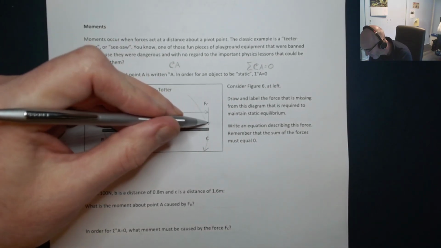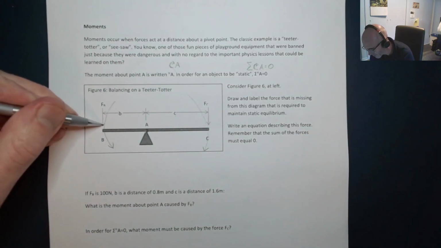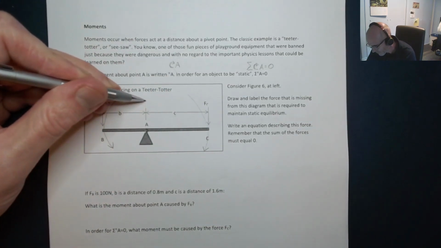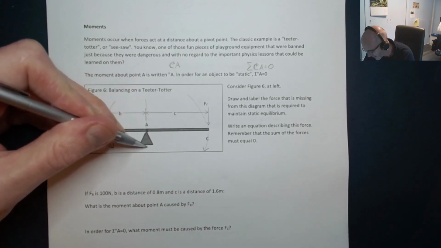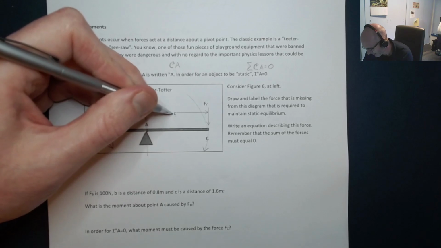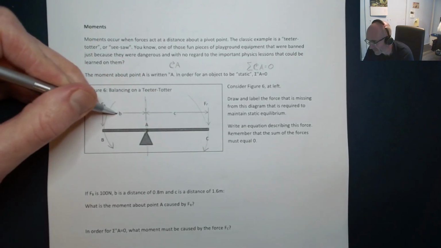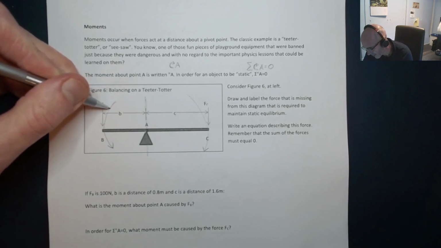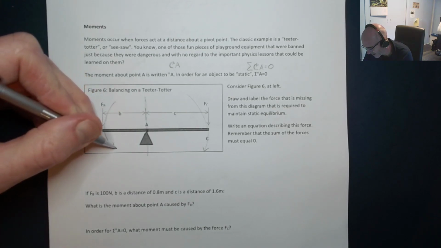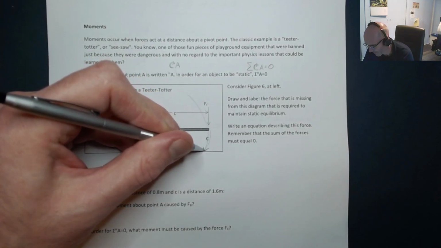So on both sides, we have forces that point down. So technically, those are negative forces. If we set this up so that this is our central axis to the diagram, then C is a positive distance and B is a negative distance. So this would give us a negative moment in this direction and a positive moment in this direction.